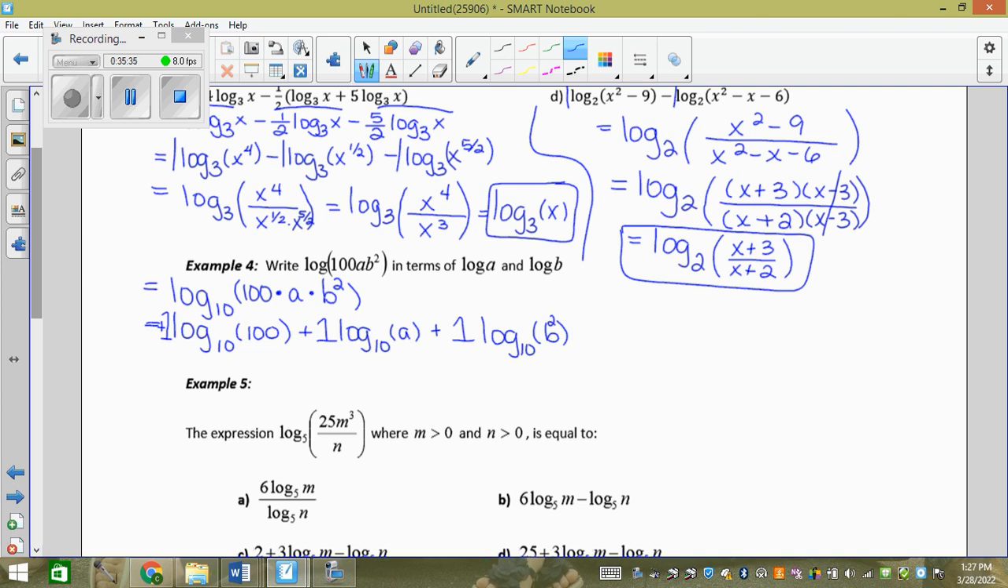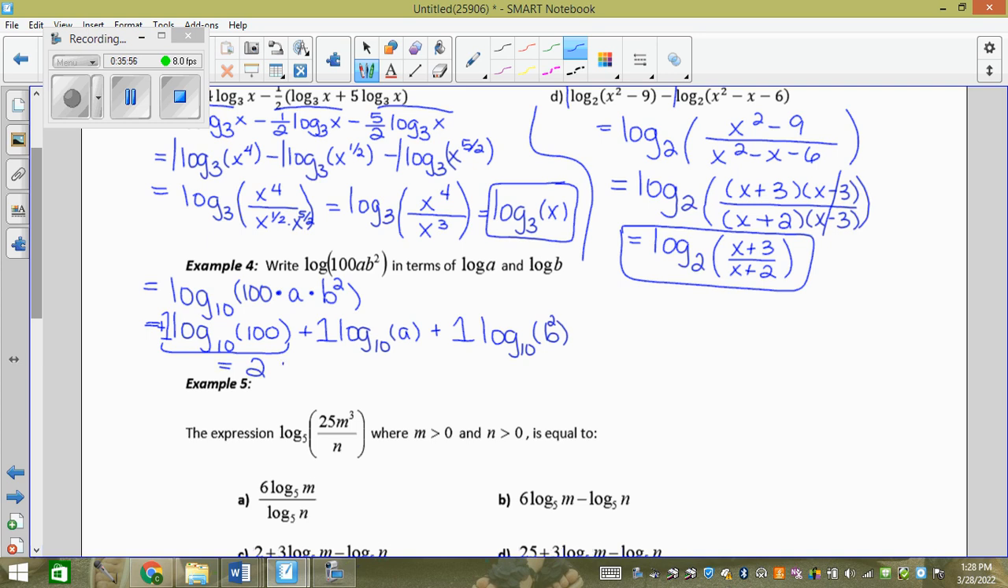Log base 10 of 100. That's all numbers. There's no variables there, is there? Is there numbers or variables with log base 10 of 100? No. You can type it in and get an answer, or you can say 10 to what exponent is 100? 2. So this turns into 2.